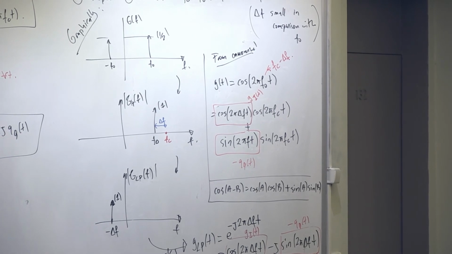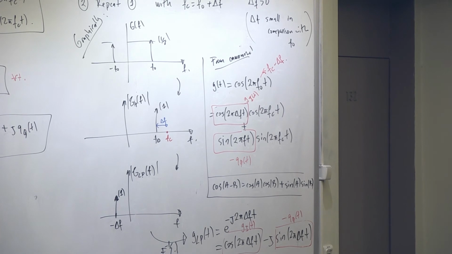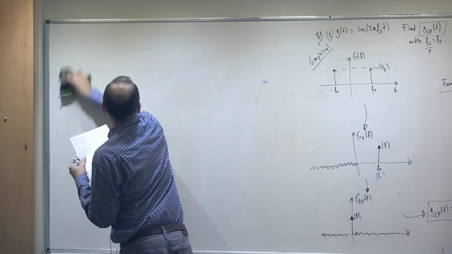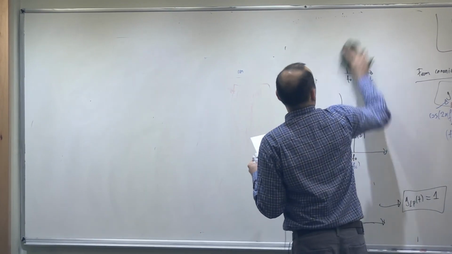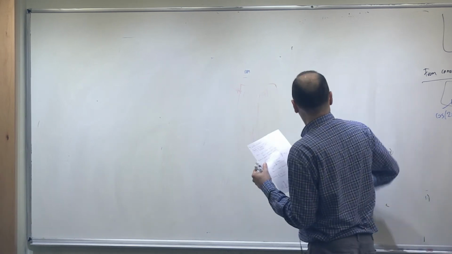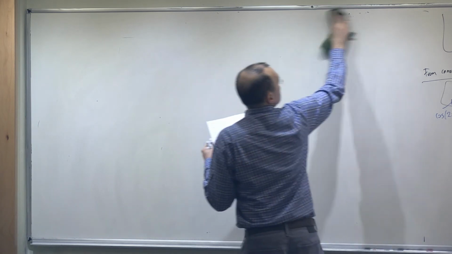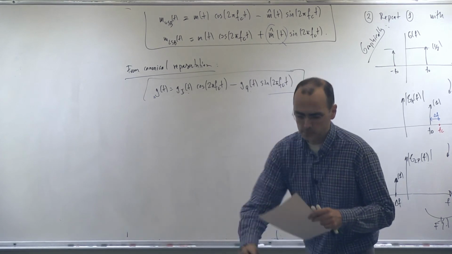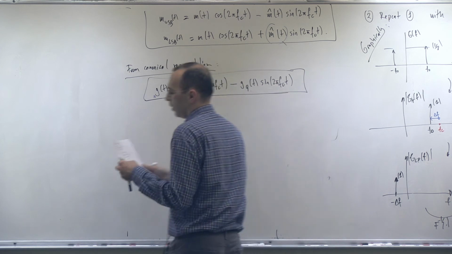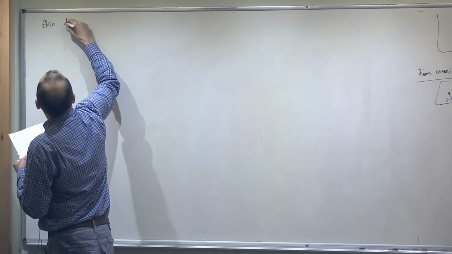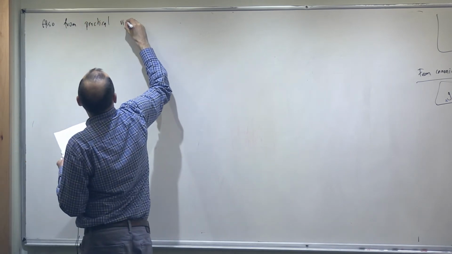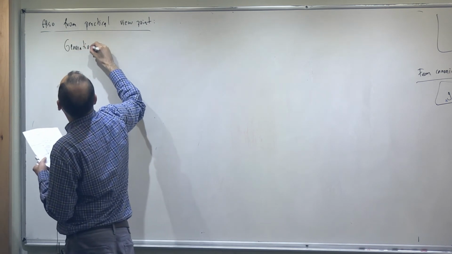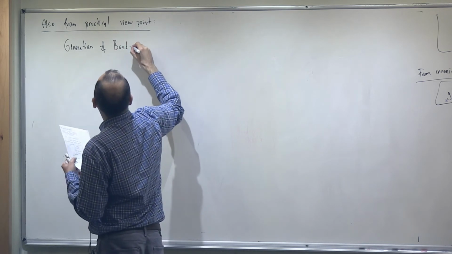I just want to come back to this eventually. So let's also erase this. Okay, so let's keep this. This is our canonical representation. Now, also, from a practical viewpoint, I want to discuss two things. They are both very simple. I'll be just drawing block diagrams. Generation of bandpass signals.